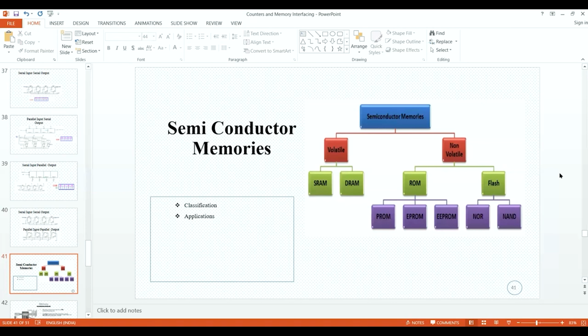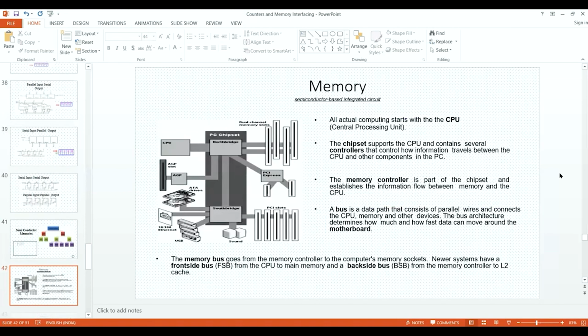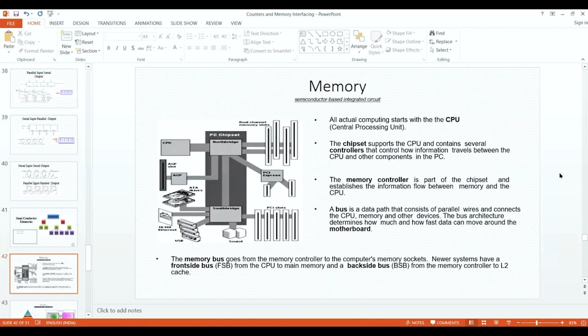If I talk about memory, you have to see it from the CSE point of view, the electronics point of view, the electrical point of view, the automobile point of view, or the mechanical point of view. You can see we have a CPU and an ALU. We know CPU is the central processing unit. We have a chipset which contains several controllers, like the memory controller. I'm not going deep into what a chipset is and what a bus is, but the bus is basically transferring information from one point to another, and all of this is done on the motherboard.